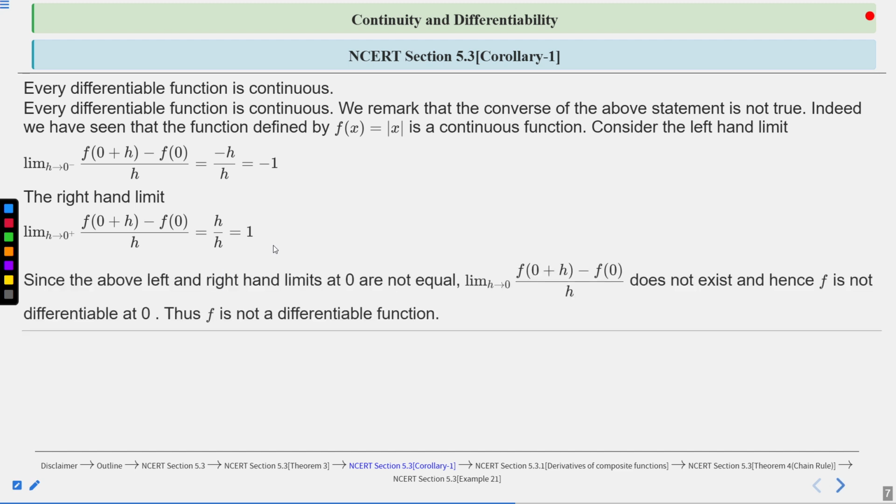Since the left hand and the right hand limits at 0 are not equal, the limit of (f(0 plus h) minus f(0)) upon h does not exist, and hence f is not differentiable at 0. Thus f is not a differentiable function.